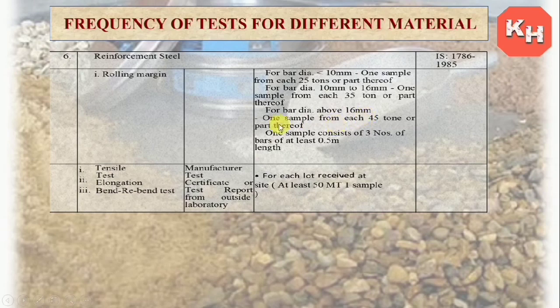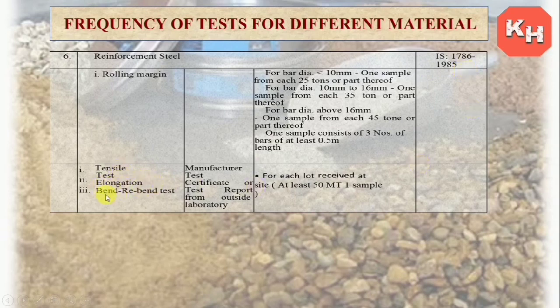For 16 mm, one sample from each 45 ton, and one sample consists of 3 bars of at least 0.5 meter to 1 meter length. This is as per IS 1786 1985.